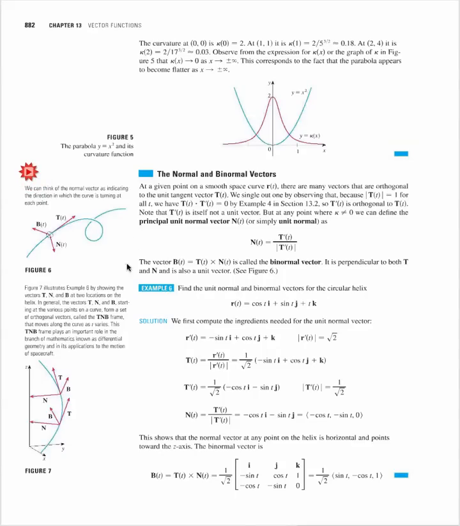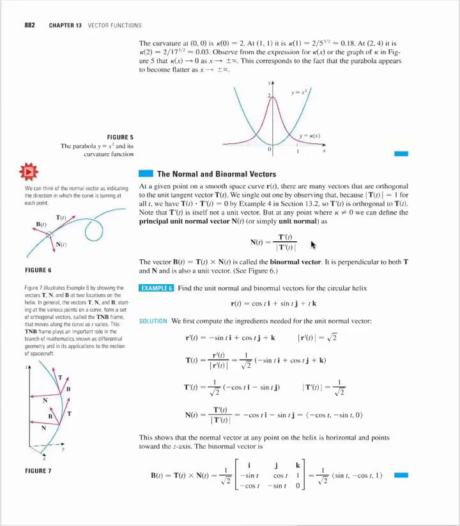Going into 882, we have a discussion of the normal and binormal vectors, and this stuff is pretty cool. The unit normal vector is like the unit tangent vector. The unit tangent vector points in the direction the curve is going. The unit normal vector points in the direction that the curve is curving.